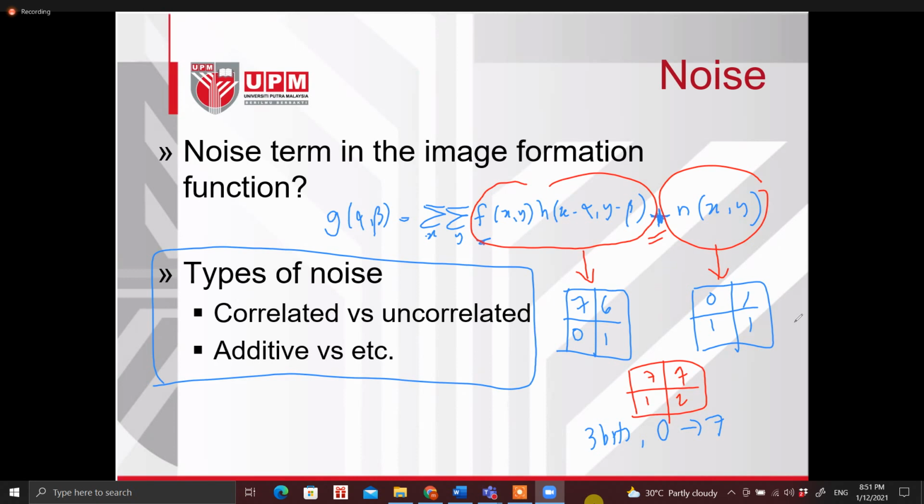So generally, I would like to recap that in our digital image processing class, we need to assume number one, the image is linear, and number two, the noise term is additive uncorrelated noise.